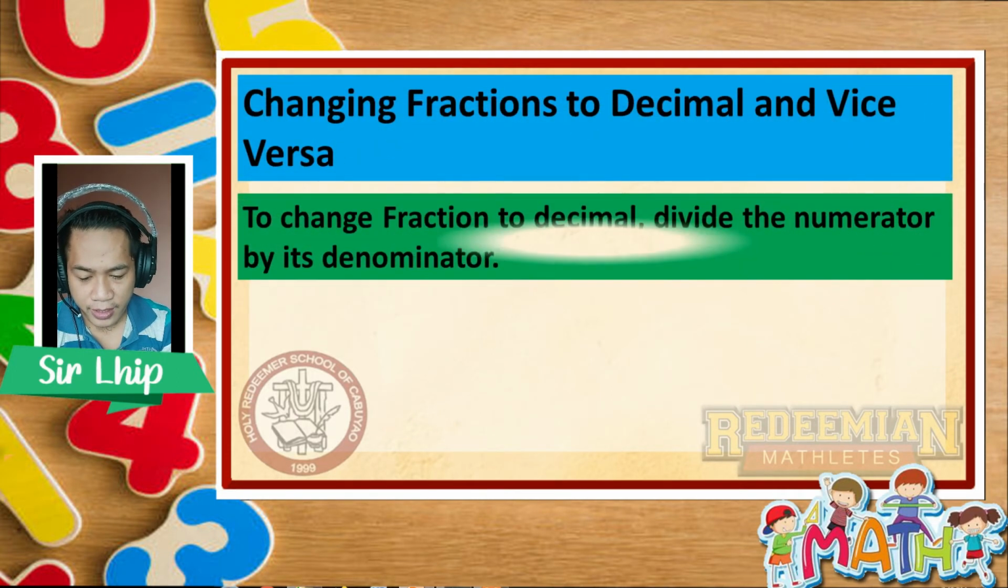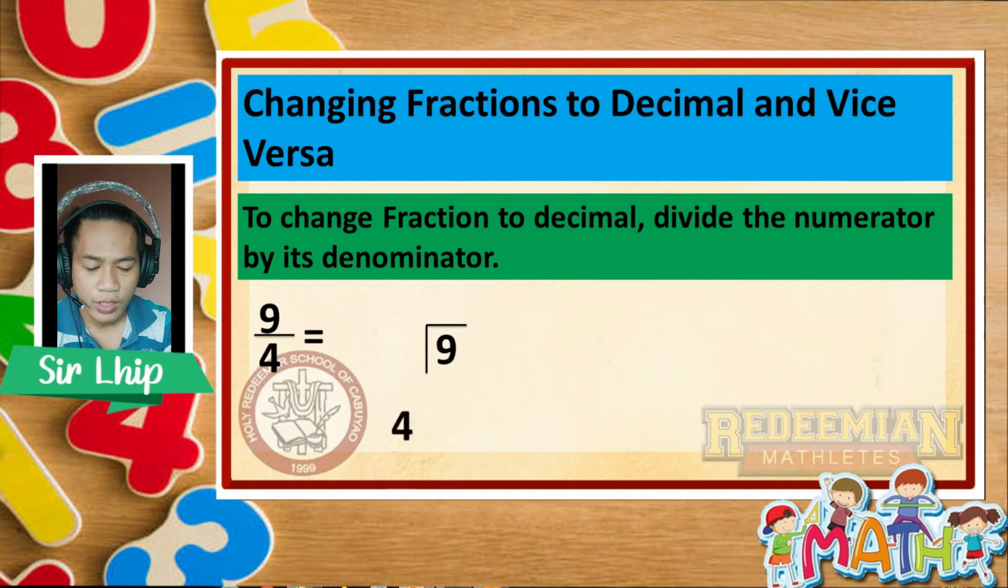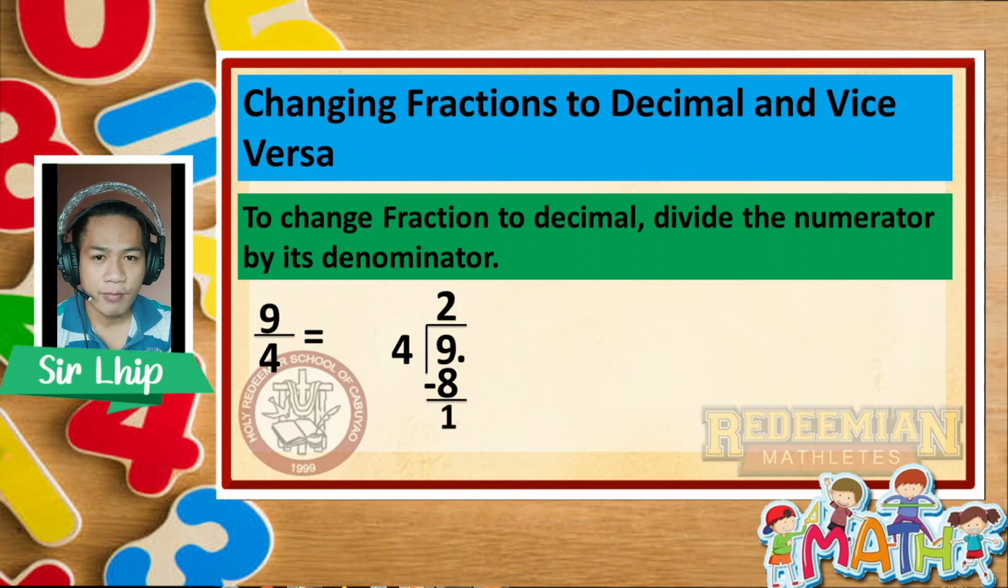First, changing fraction to decimal. To change fraction to decimal, divide the numerator by its denominator. Example, 9 over 4 equals 9 divided by 4. 2 times 4 equals 8. 9 minus 8 equals 1. Put a decimal point in the quotient, then add 0. Then bring down 0, so 10 divided by 4 equals 2.